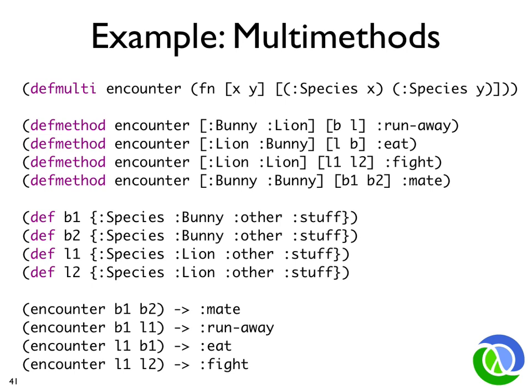You could look at metadata, which I haven't talked about. You could do whatever you want. So in this case, we're going to pull out the species. So we encounter, if the dispatch value is bunny and lion, then we run away. If it's lion and bunny, then we eat it. Lion, lion, they fight. Bunny, bunny, they mate. Right? Then we define a bunch of literals. B1 has a species of bunny, and I don't care what else.